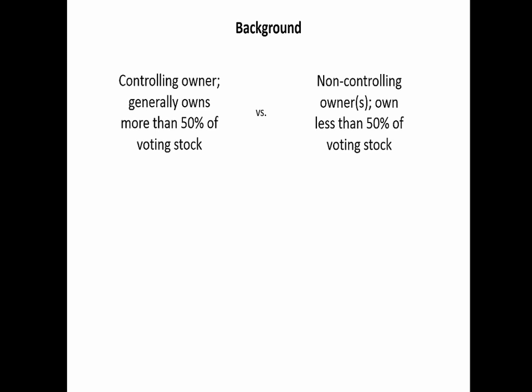There are going to be two owners, or two groups of owners. First, we have the controlling owner. This is the parent corporation, and generally, the controlling owner owns more than 50% of the subsidiary's voting stock. The other owner or owners own less than 50% of the voting stock.